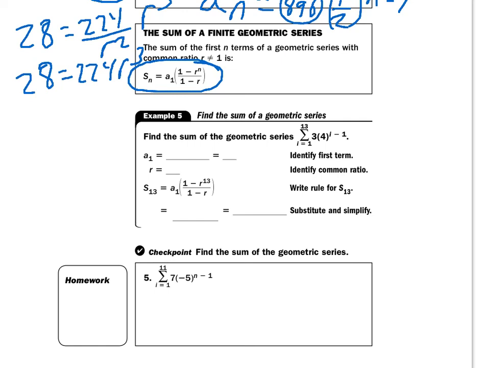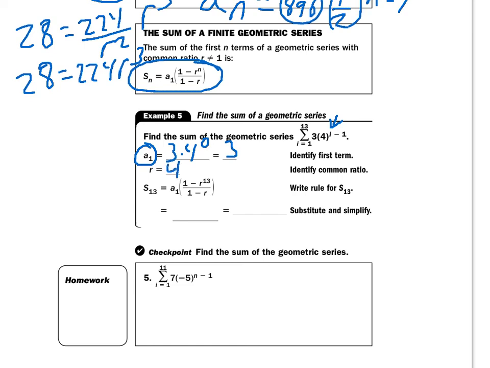So if we look at example 5 here, we've got to first find a sub 1. So that means we're going to put a 1 right where i is. Well, i is 1 minus 1. Okay, a sub 1 has to be 3 times 4 to the 0. What would that be? That'd be 1. 3 times 1 is just 3. Okay? r, in our situation, is 4, because that's the number you're getting multiplied by every time.